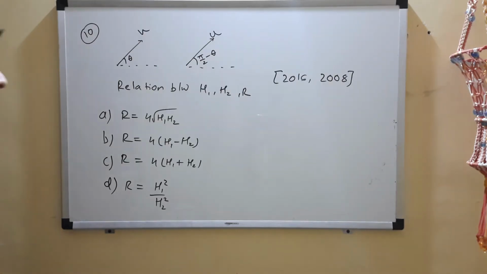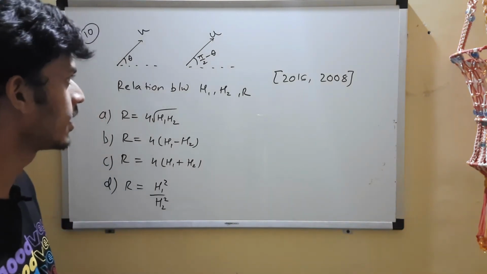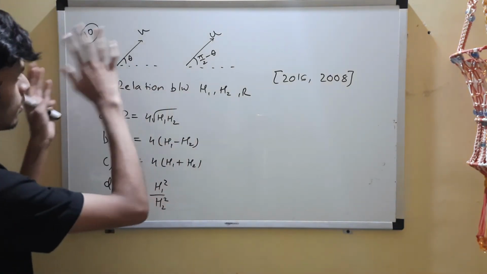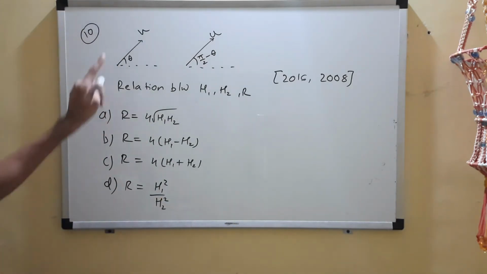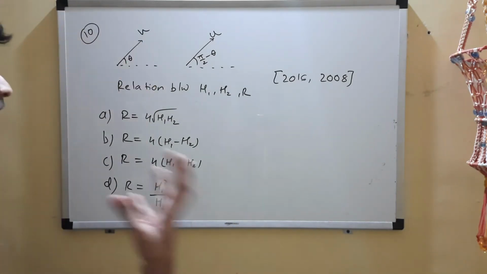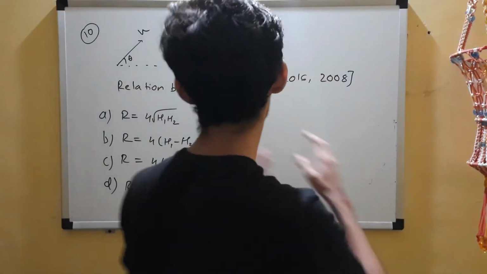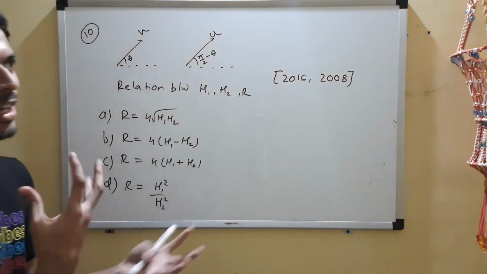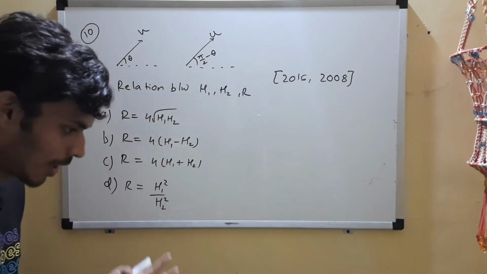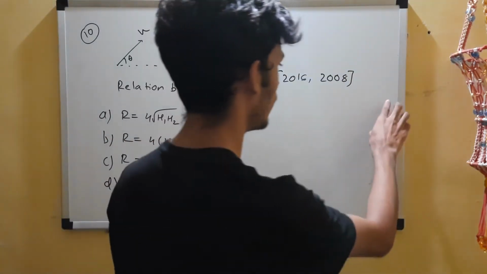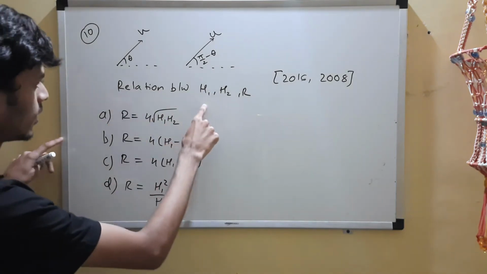Question 10, you can see that it has repeated over the years, once in 2008 and then again in 2016. The question says you have two projectile motions, again projected with the same velocity u. One angle is theta, the other angle is pi by 2 minus theta. Again, complementary angles, right? If you add these two, you will get pi by 2, which is 90 degrees. So your BITSAT is very, very fond of this complementary angle theory. You have to find a relation between H1, H2 and R.